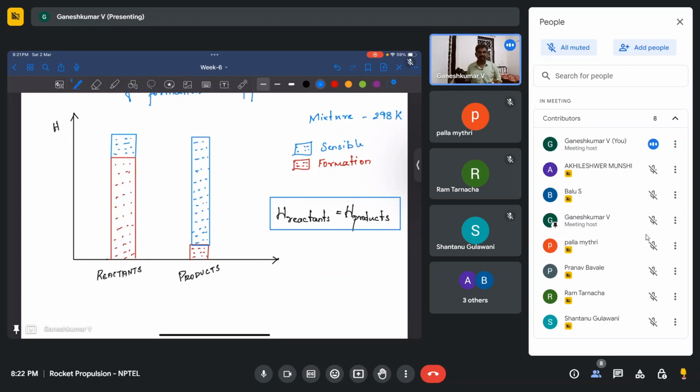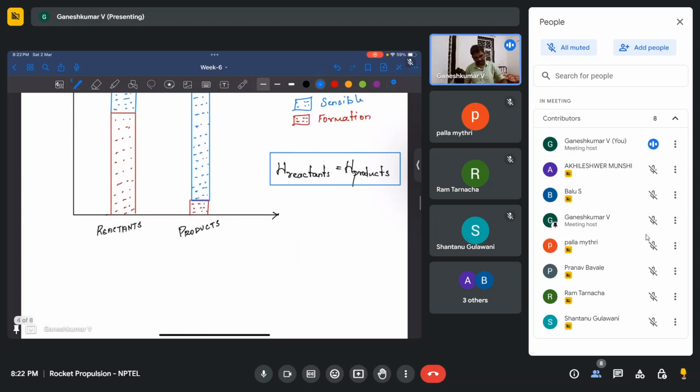okay. But the formation enthalpy has become sensible enthalpy in this case, which we are going to extract as heat, okay. So during combustion, there won't be any absolute change in enthalpy, okay, total enthalpy. When I talk about enthalpy, it's total enthalpy. And what happens is, the formation enthalpy which was present in the reactants is getting converted to a sensible enthalpy when it is in products.